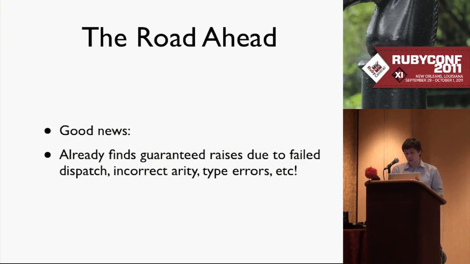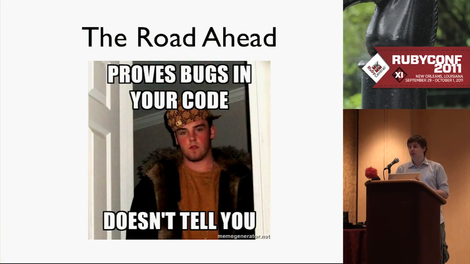All right, but yeah. So there's also some good news, which is that a lot of the things that Laser could do. For example, it already finds guaranteed races in your methods. For example, if you try to call a method that doesn't exist, and it can actually prove that. Incorrect array, type errors, stuff like that. And I figured I'd put only one meme in this entire thing, but it doesn't tell you.